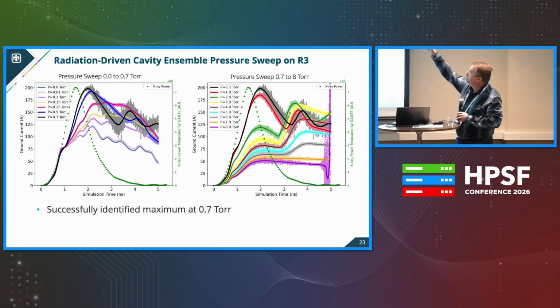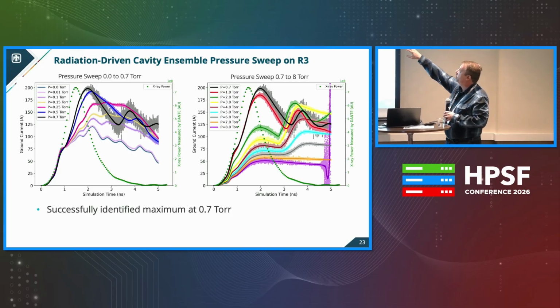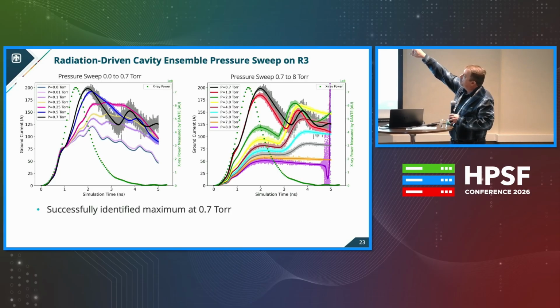If we keep increasing the pressure now, I had to split it up because we have so many plots here, but it starts at 0.7, the black line, then moves at 1 torr to the red, and you can see that the peak current is now dropping. And so we ran this out all the way up to 8 torr.